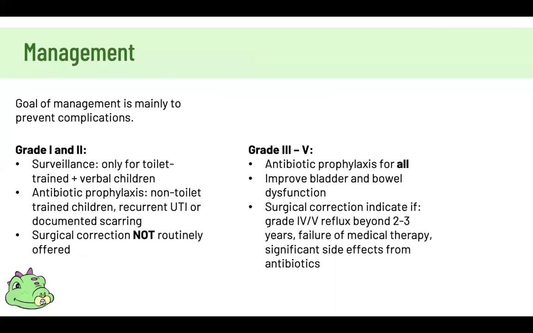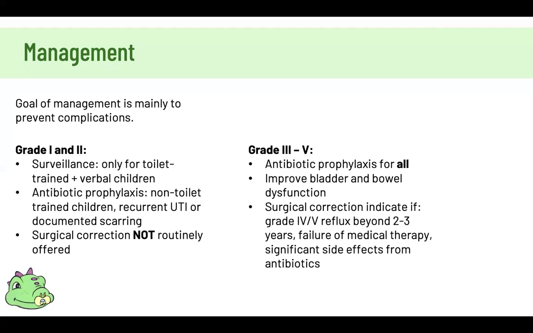So the main goal of management is to prevent the complications that we talked about. For grades 1 and 2, the mainstay here is normally surveillance. But this can only be done for toilet trained and verbal children because they have to be able to verbalize when they need to void. So for kids that aren't toilet trained, aren't verbal, and also if they have any recurrent UTIs or have known renal scarring, then they need antibiotic prophylaxis. Surveillance isn't enough for those kids. They need antibiotic prophylaxis to prevent UTIs and pyelo.